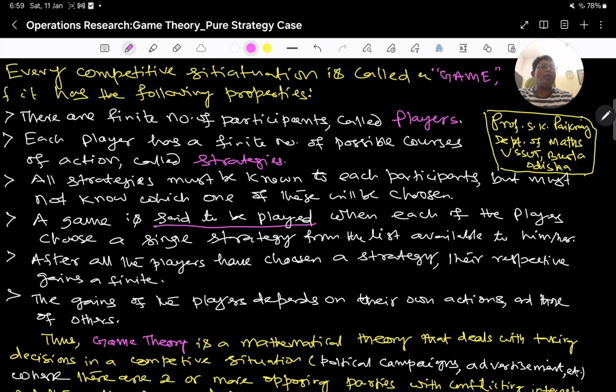Hello everyone. In this lecture, I shall discuss game theory, the case of pure strategy, saddle point, Maximin Minimax criterion. So coming to game theory, it is a part of operations research. Now it is a question to many of the students. What is the difference between operations research and optimization technique?